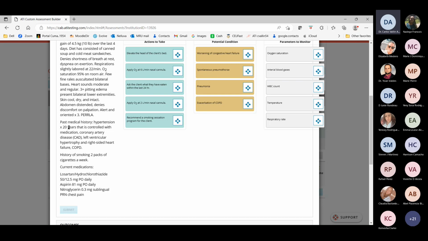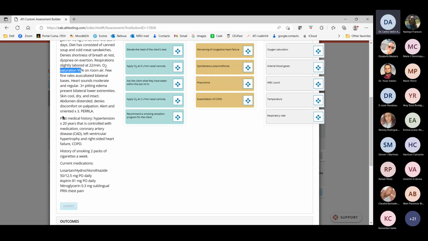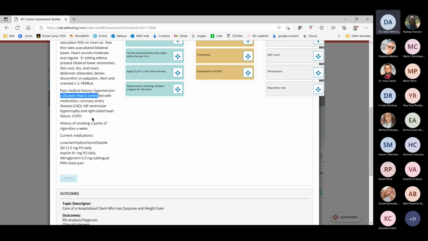Past medical history: hypertension for 20 years that is controlled with medication, coronary artery disease, left ventricular hypertrophy, and right-sided heart failure, chronic obstructive pulmonary disease. The patient has a history of smoking 2 packs of cigarettes a day. So this patient has left heart failure secondary to chronic hypertension of many years, and has right heart failure probably secondary to the COPD, a cor pulmonale, and is a heavy smoker.